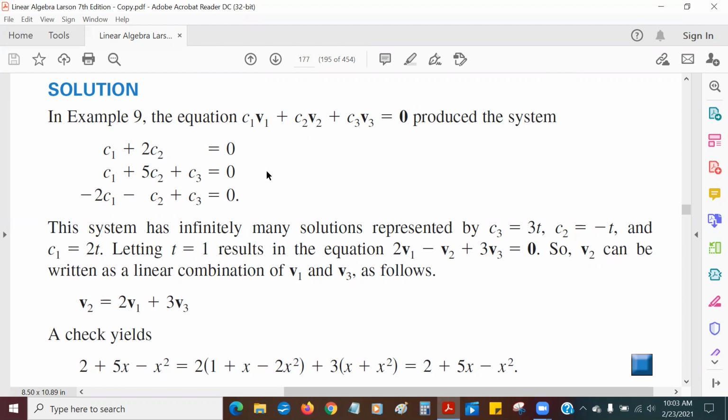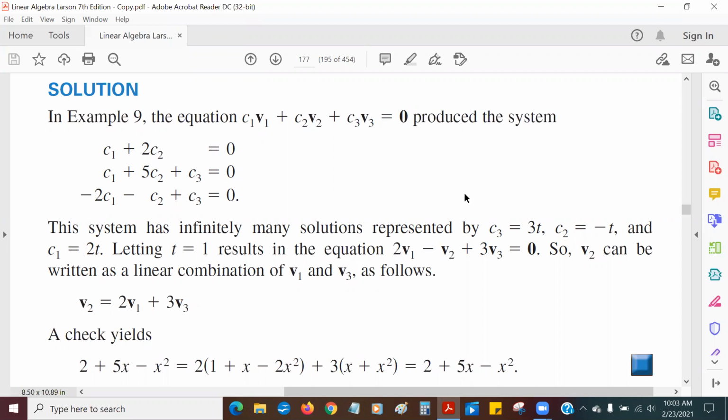Well, let's just suppose we let C2 equal negative t. So this is C1 minus 2t equals 0. Bring the minus 2t over to the other side, it becomes plus 2t. So C1 is now 2t, which is what we have right there. Once we know that C1 is 2t and C2 is negative t, this becomes 2 minus 5, which is negative 3t, plus C3 equals 0. Bring the negative 3 to the other side, it becomes positive 3, and we get C3 equals positive 3t.